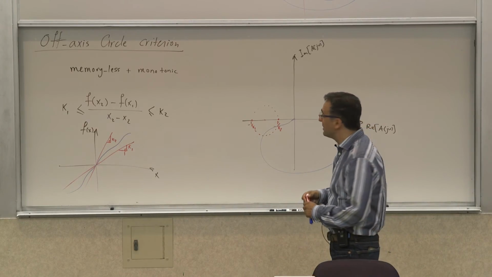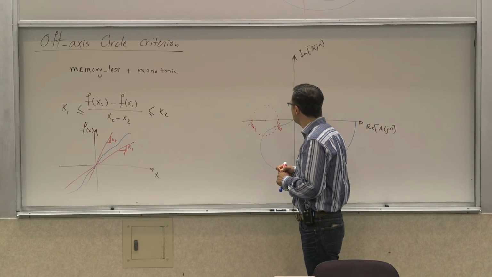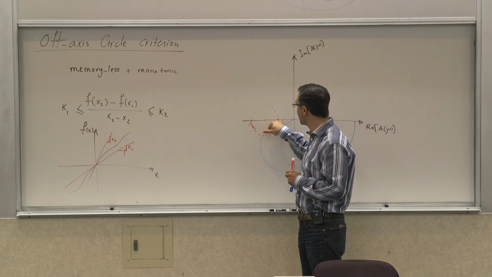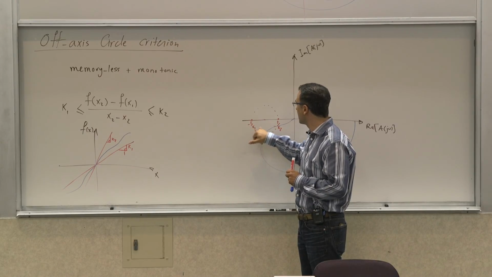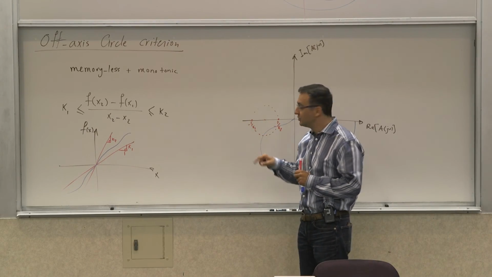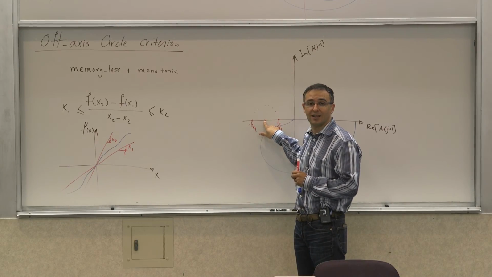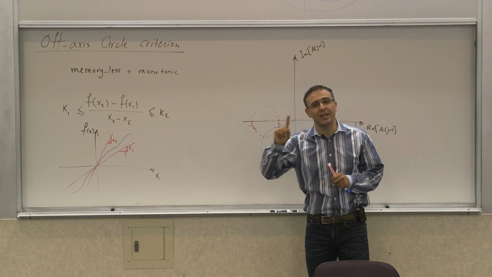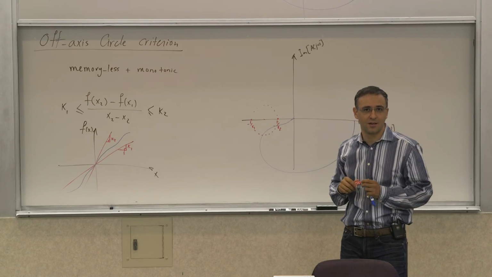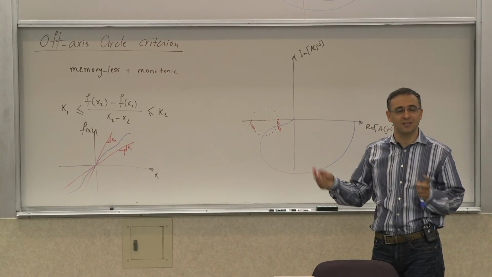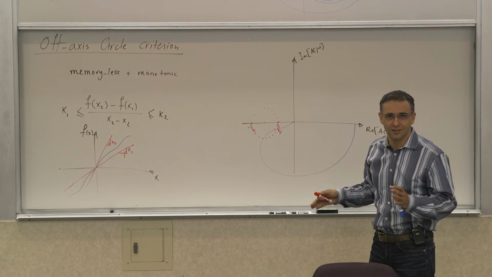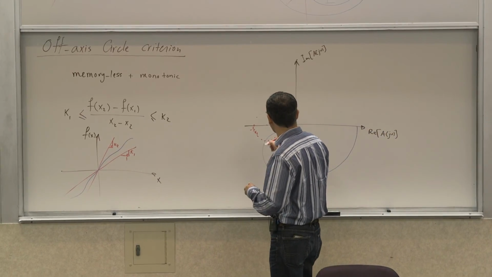So what happens is that you can actually use any circle, not just the one that goes through negative 1 over k1 and negative 1 over k2 with its center on the x-axis. So it says if you can find one circle that this curve doesn't cross, then you're good. Then your system is stable. And you can easily see that I can find many.